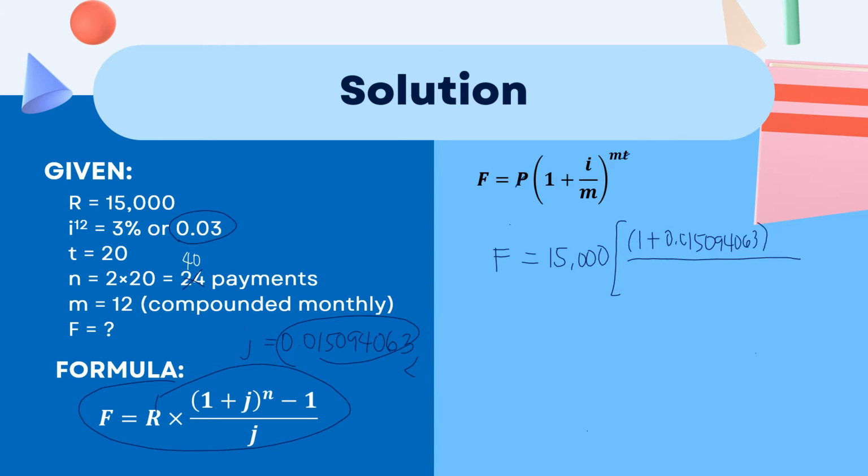And raised to N. Ang N po natin is 40 payments. 40 minus 1 over yung J pa rin po natin. Okay, then, pwede nating idiretso sa calculator para makuha na natin yung answer.